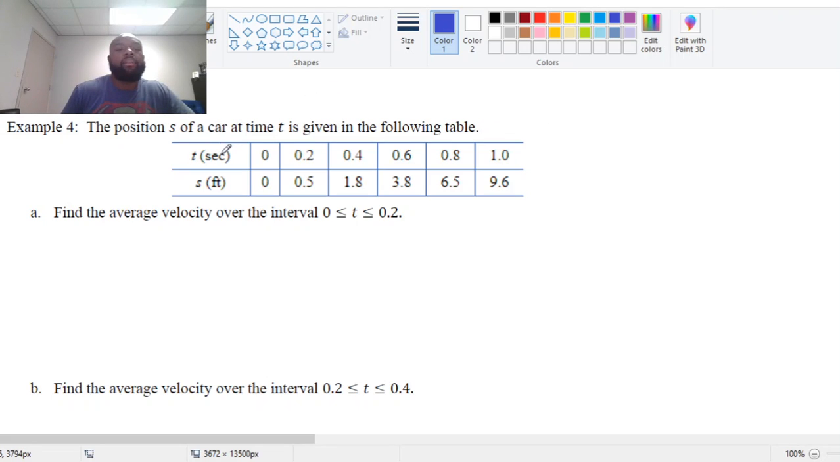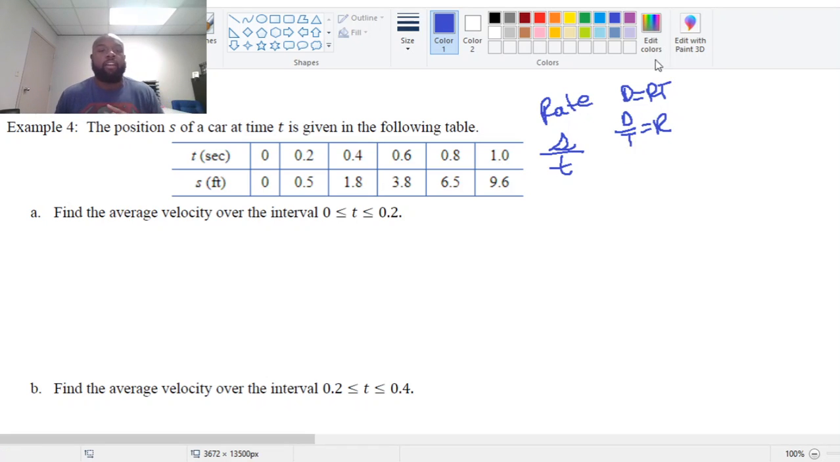So my input variable is t, which is given in seconds, and our output variable is s, which is given in feet. The rate of change of an object that's traveling is always the position divided by the time. Some people might remember distance equals rate times time. And so if you divide by t on both sides, distance over time equals rate. And this gives you the velocity or the speed and all that stuff, right?